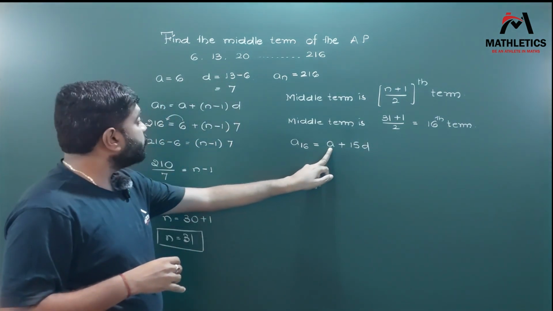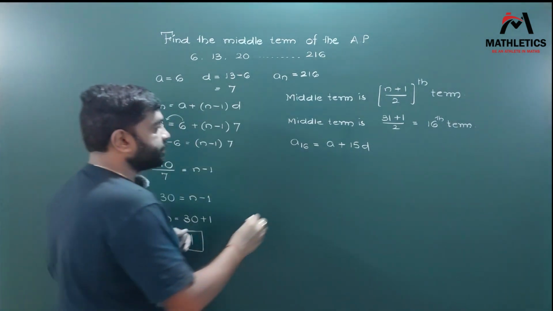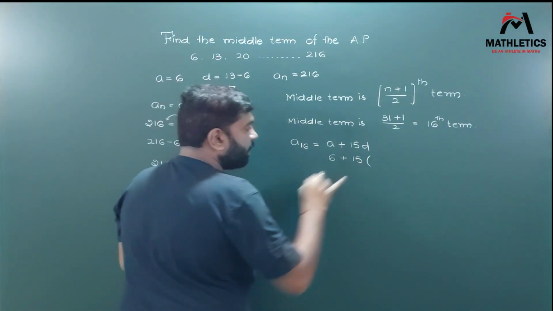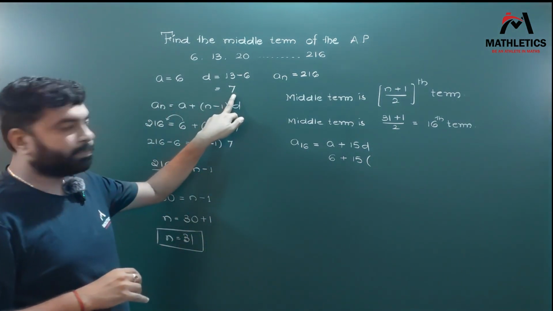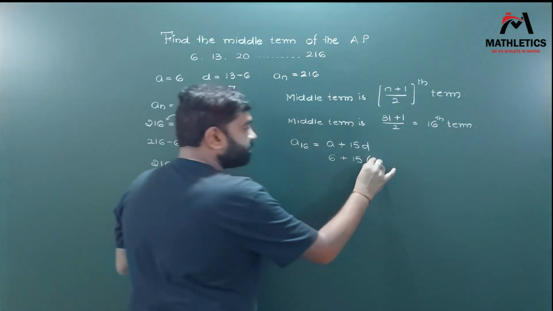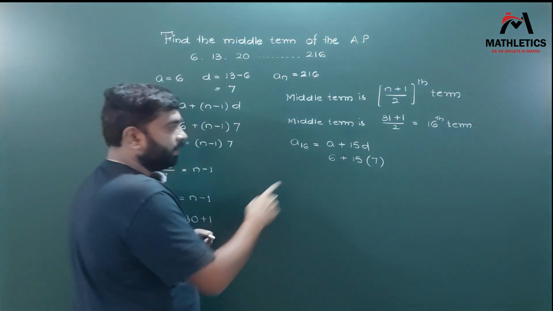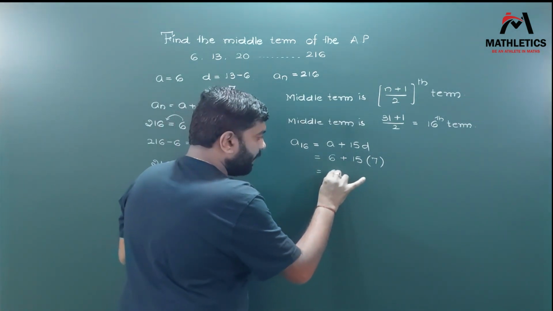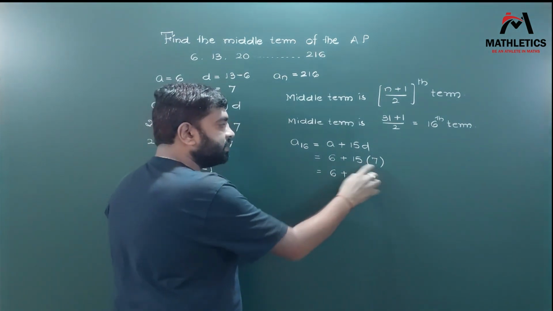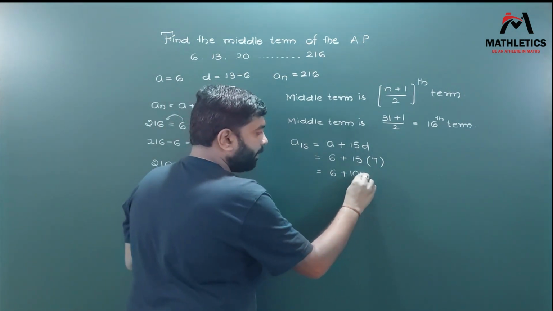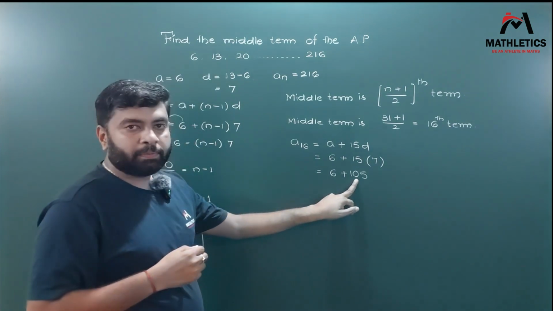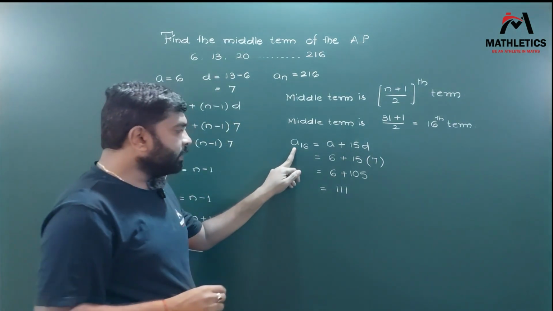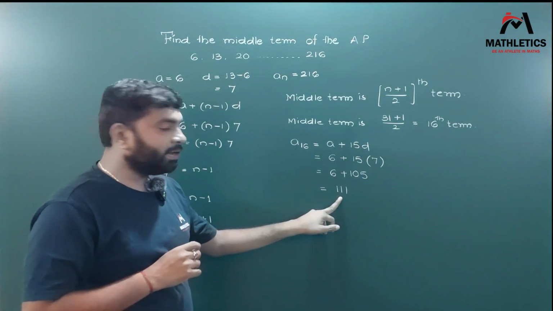The value of A is known. The value of A is 6 plus 15 into the value of D. The value of D is known, which is 7. So try to substitute A and D in the given equation. Now the value of A is 6 plus 15 sevens, which is 105. So 105 plus 6 is going to be 111. Therefore the 16th term is 111.